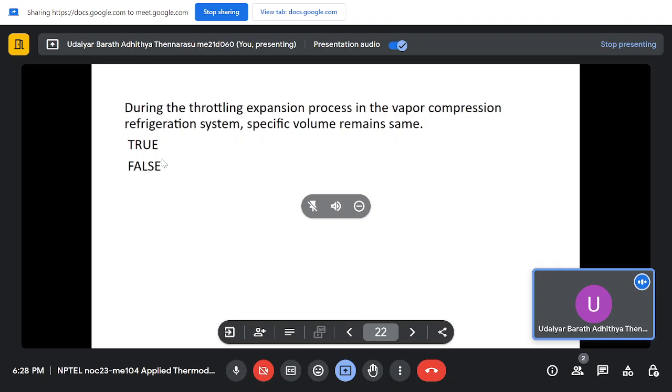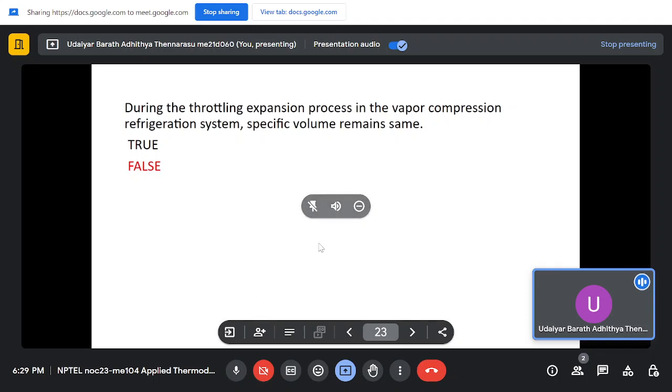The next question is: during the throttling expansion process in the vapor compression refrigeration system, the specific volume remains the same. The answer is false, it will not remain the same. We know that when the fluid passes through an expansion valve, at the entrance it is, in the ideal case, a saturated liquid. Initially it was all liquid, so the specific volume will be very small. Then when it expands through the valve, at the exit it is a liquid plus vapor combination.